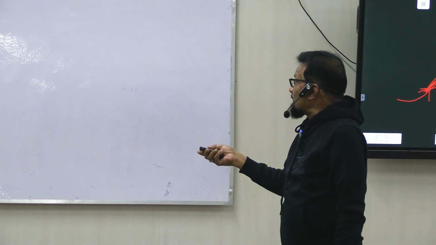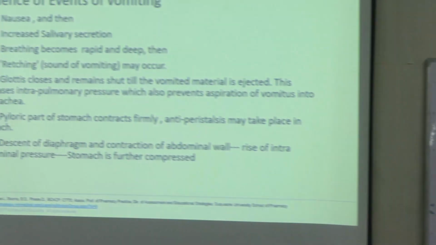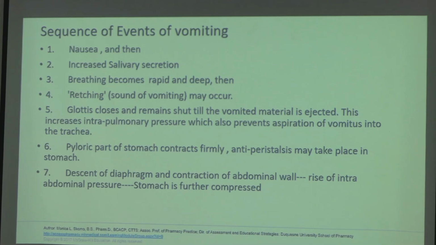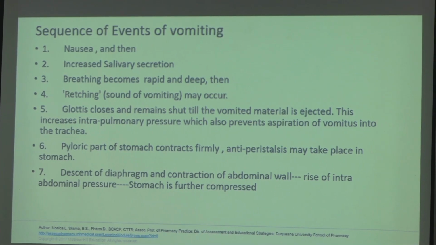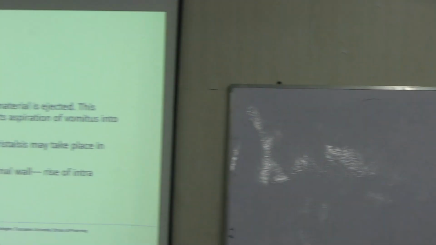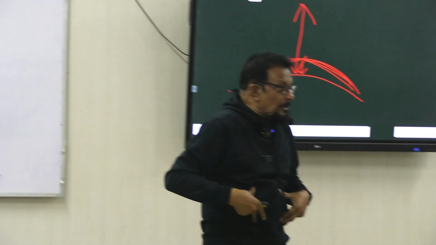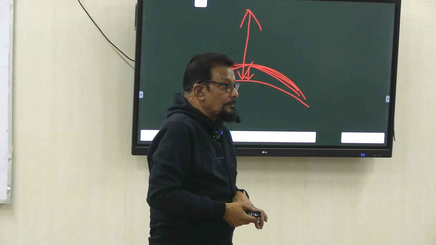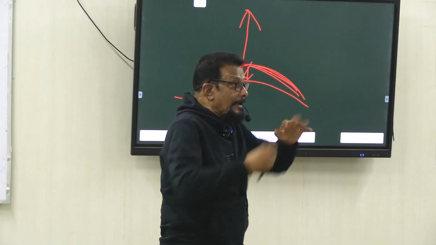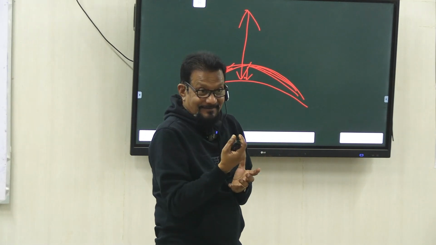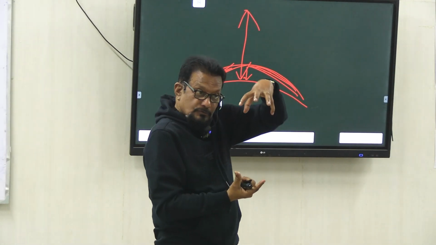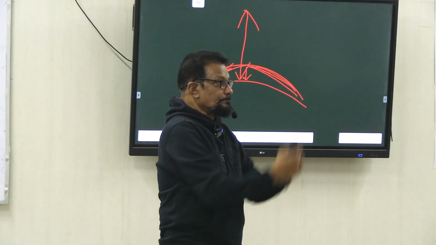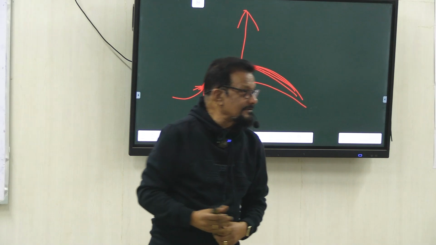Descent of diaphragm, contraction of the abdominal wall, rise in intra-abdominal pressure. If intra-abdominal pressure is increased, the stomach will be pushed upward. The contracted abdominal space reduces the abdominal volume, so where will the abdominal content go? It will create pressure upward, on the stomach. Since the volume of the stomach will be further decreased, pressure will increase within the stomach, so the contents will come out as vomitus.